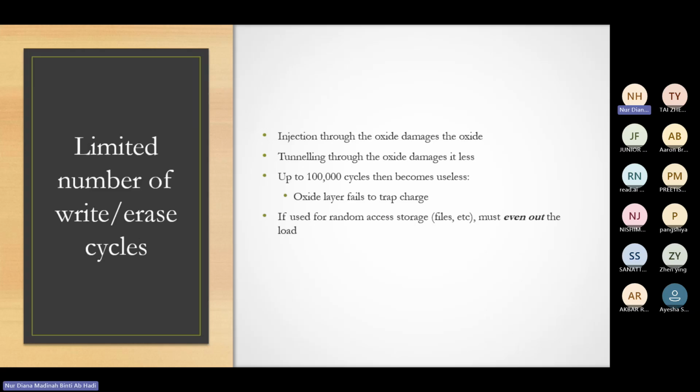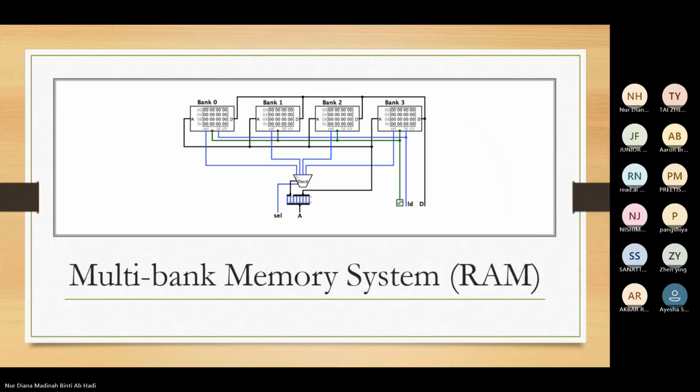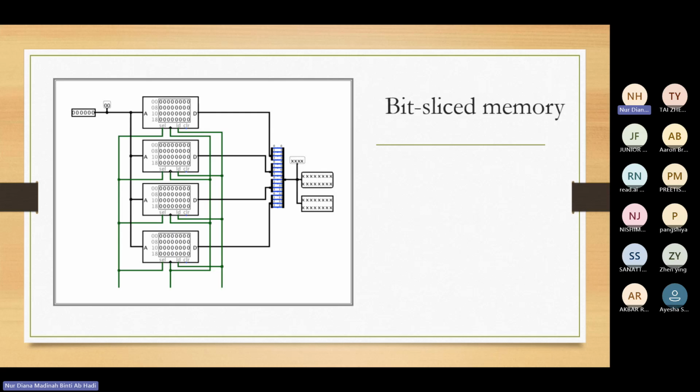So there is a limited number of write and erase cycles. Injection through the oxide damages your oxides. Tunneling through the oxide damages less. It will last up to 100,000 cycles then become useless. Therefore, your oxide layers will fail to trap the charge. If used for random access storage, the load must be evened out. So this is the multi-bank memory system, which is your RAM. This is how your bit slice memory looks like.